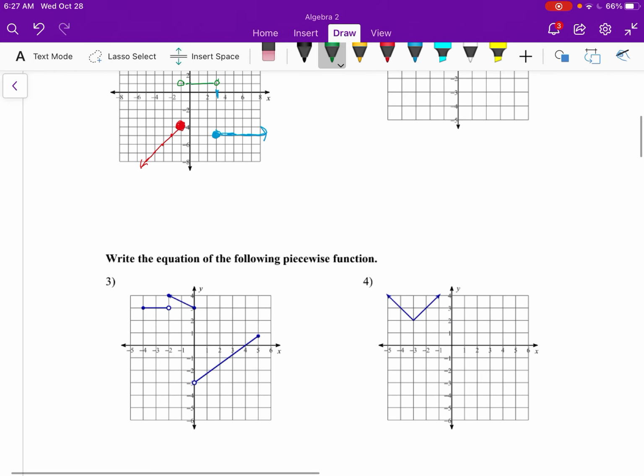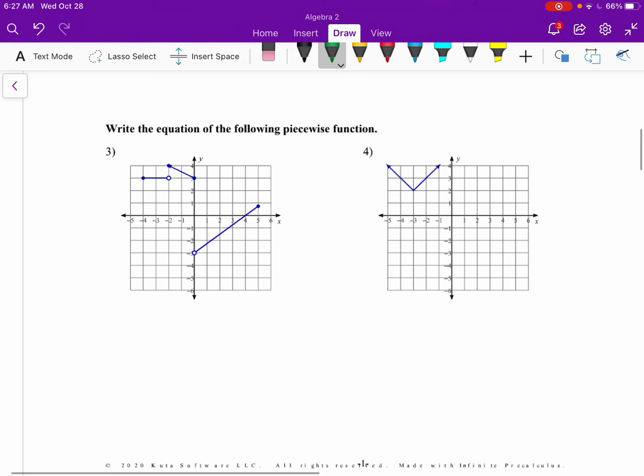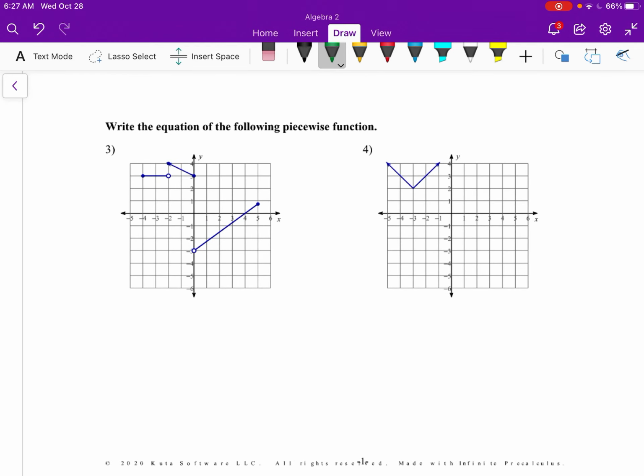All right, moving on to writing equations. We're going to first write the equation of this piecewise function. This one has 3 pieces to it. And so we can say y equals or f of x or whatever we want to use. So let's say f of x equals, and we're going to have 3 sections. Trying to give enough room there. So let's kind of color code this again. Here's our red one.